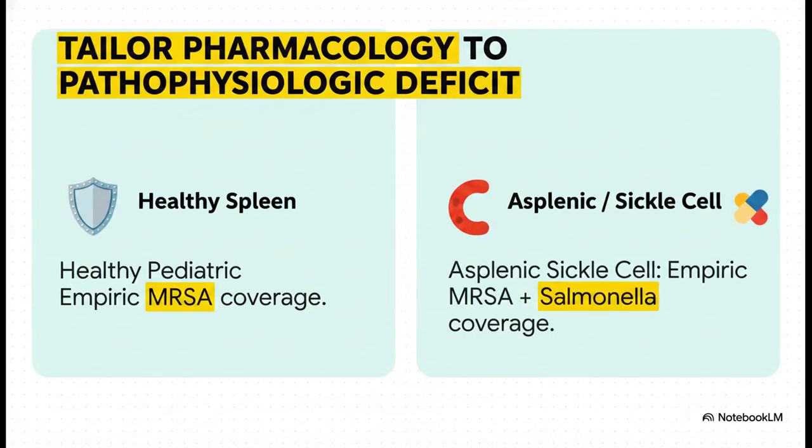The defining factor in this variance relies entirely on the status of the patient's spleen. A healthy pediatric bone gets empiric Staph and MRSA coverage. However, an asplenic sickle cell patient demands an immediate expansion of that antibiotic envelope to cover gram-negatives, specifically Salmonella. You always have to tailor the pharmacology to the precise pathophysiologic deficit.